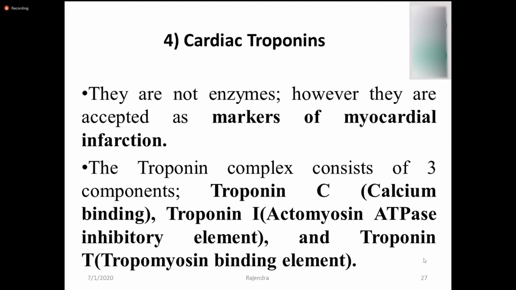The troponin complex consists of three components. That means it has three different types of troponin. Troponin C is related to calcium, or it binds with calcium, that is why it is called troponin C. Another is troponin I, which is the actomyosin ATPase inhibitory element. That means it inhibits that actomyosin, that's why we said troponin I. And the next one is troponin T, the tropomyosin binding element, T for tropomyosin. These are the three troponin types.